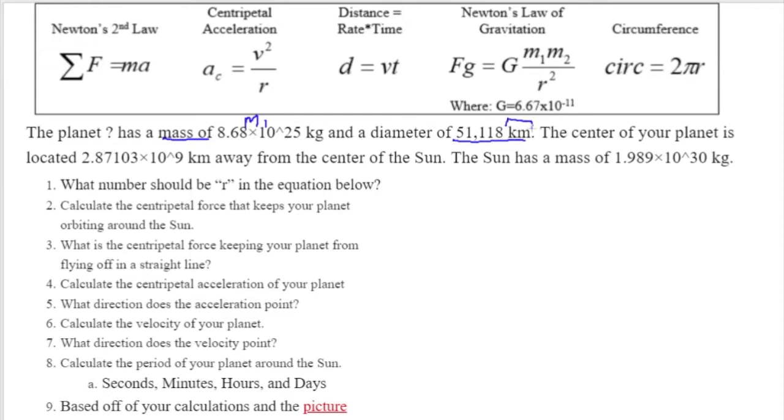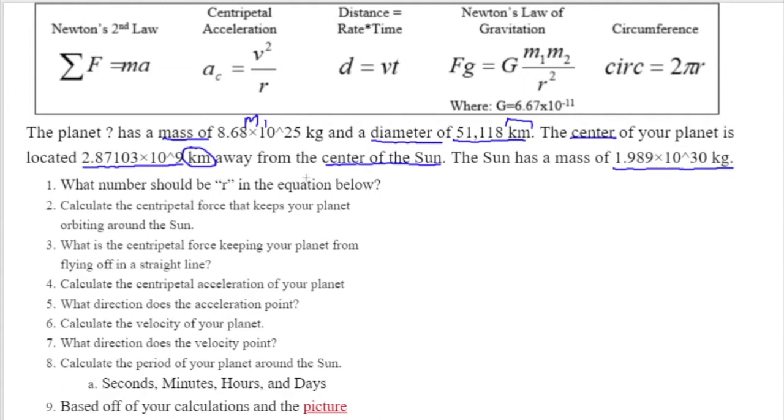Okay, so some important things. We have kilometers here and we have diameter, so we want to make sure we're paying attention. And it says the center of our planet is located 2.87103 times 10 to the 9th, again kilometers, away from the center of the Earth. All right, so center to center, this is good information. And the sun has a mass of 1.989 times 10 to the 30th kilograms. So this is most likely my M2, but let's read the question to figure out exactly what it's asking us for.